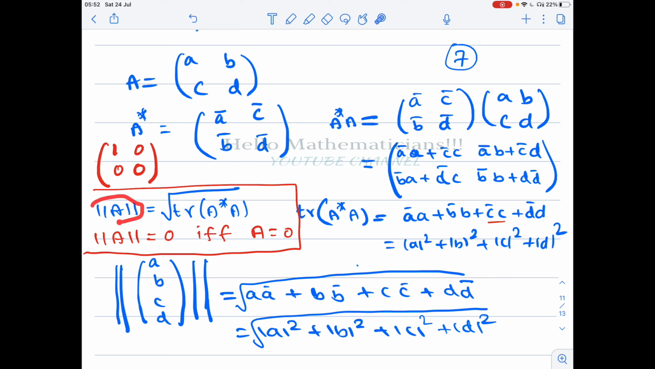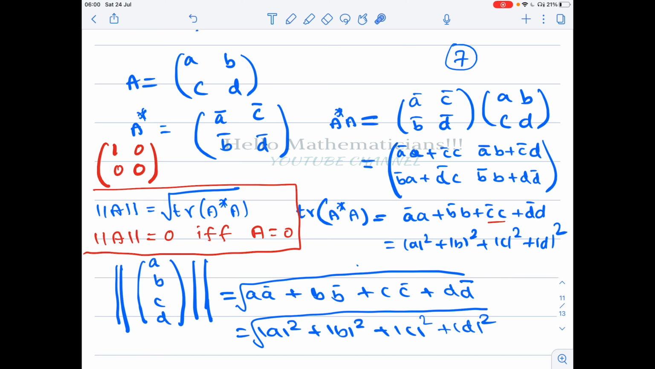So if you define the norm of a matrix to be square root of trace of A star A, this defines a norm on the set of all 2 by 2 complex matrices. In general, for n by n matrices also you can define the norm of A to be square root of trace of A star A. Since this defines a norm on matrices, we get norm A equal to 0 if and only if A equal to 0. That means square root of trace of A star A equal to 0 if and only if A equal to 0, or equivalently trace of A star A equal to 0 if and only if A equal to 0. So that is our first observation.